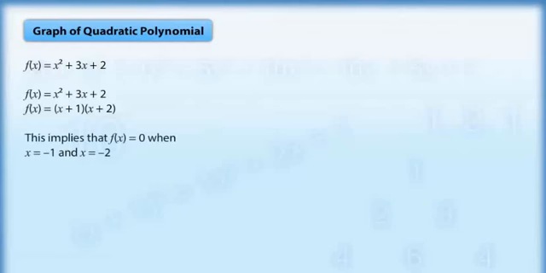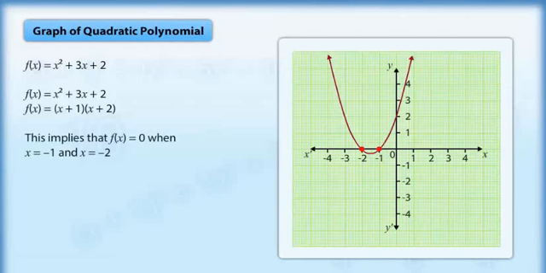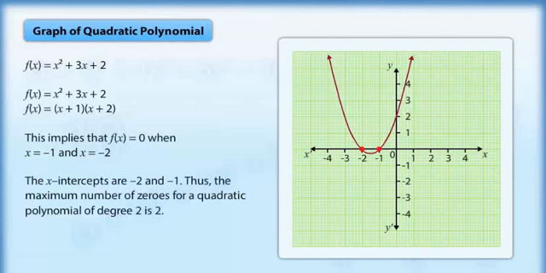Let us see another graph of a quadratic polynomial. f(x) = x squared + 3x + 2 is a quadratic polynomial of degree 2. f(x) = (x + 1) multiplied by (x + 2). This implies that f(x) is equal to 0 when x = -1 and x = -2. Let us see the graph of the polynomial. It meets the x-axis at 2 points, (-2, 0) and (-1, 0). Hence, the x-intercepts are -2 and -1. Thus, the maximum number of zeros for a quadratic polynomial of degree 2 is 2. Therefore, we can conclude that the x-intercepts in the graph are the zeros of the polynomial.